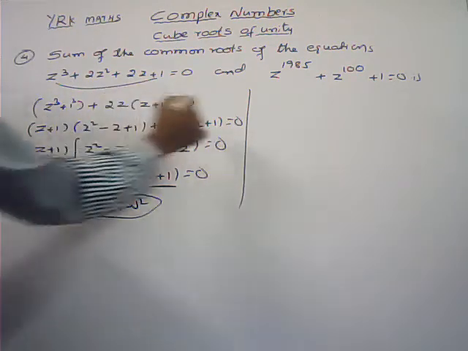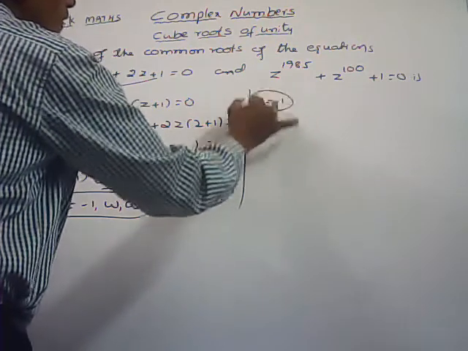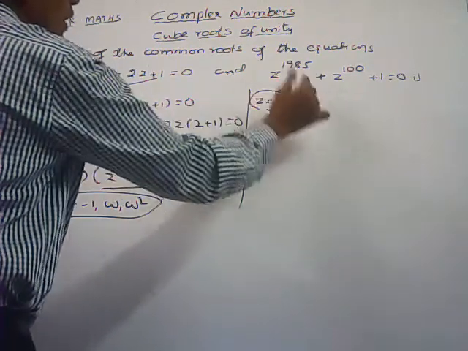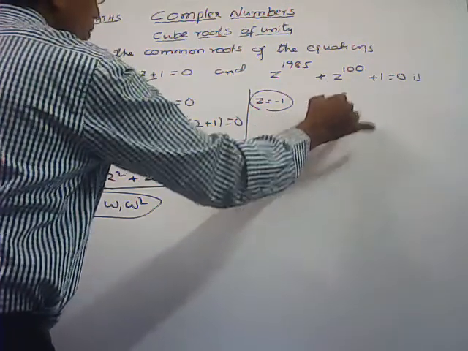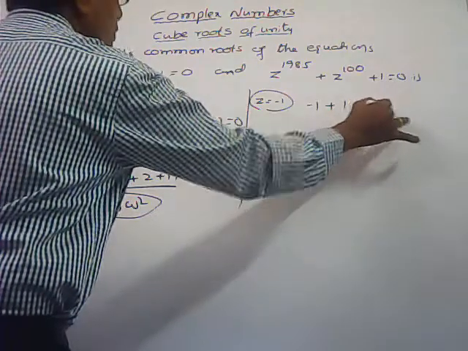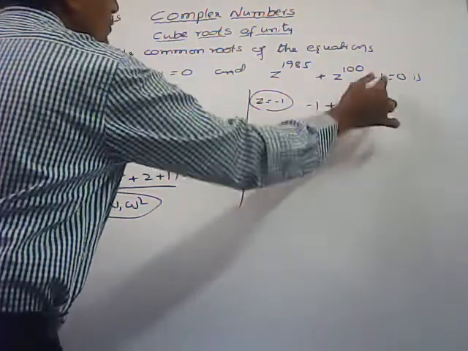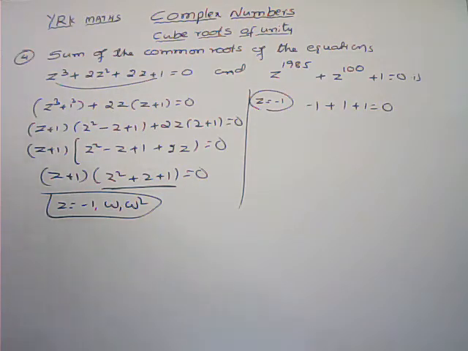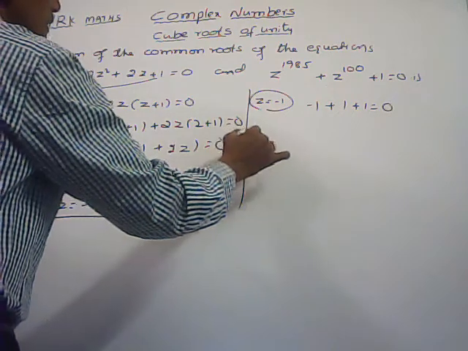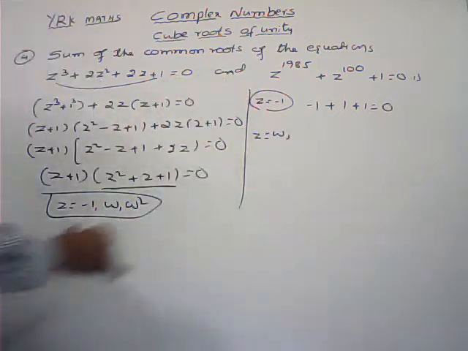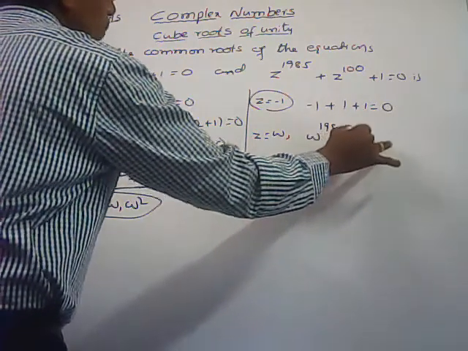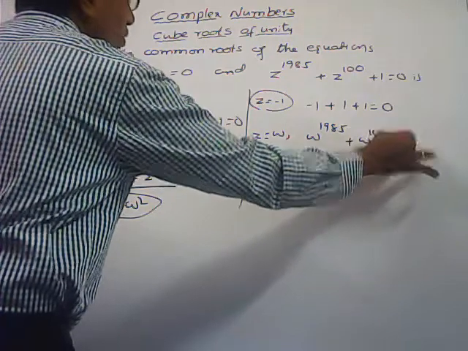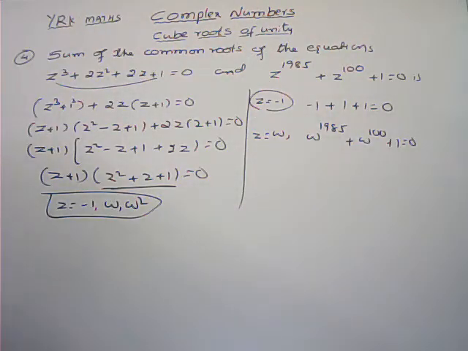If I take z equals to minus 1, for z equals to minus 1 whole power odd, you can get minus 1, minus 1 whole power 100, that is plus 1, is not equal to 0 only. That is not equal to 0. So, that one not satisfying. z equals to minus 1, not satisfying. Now we can replace z is equal to omega. Omega power 1985 plus omega power 100 plus 1, that is equal to 0. Is it satisfying or not? We can check that one.